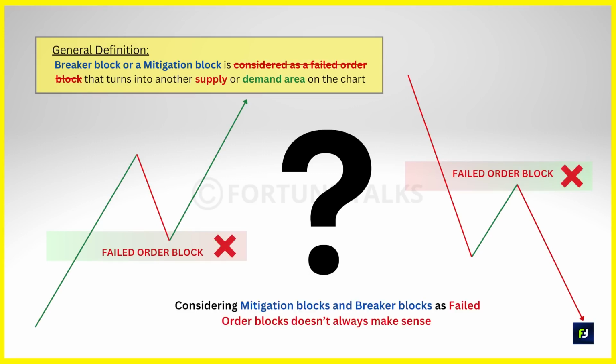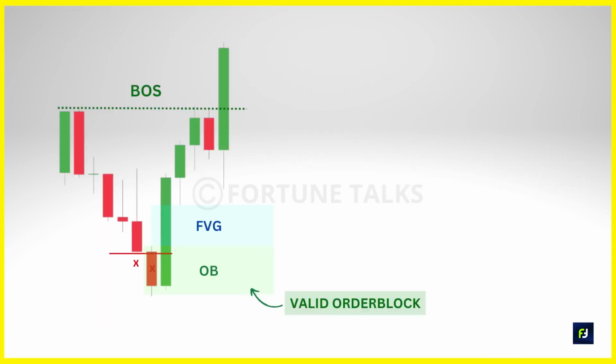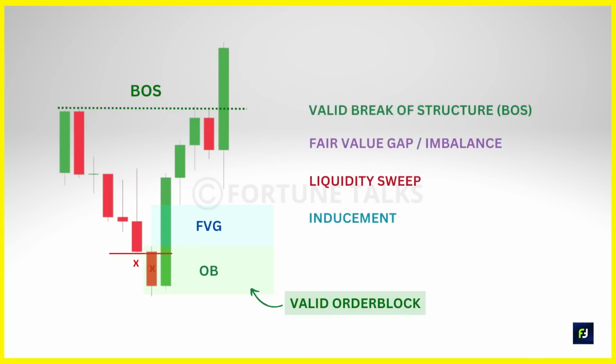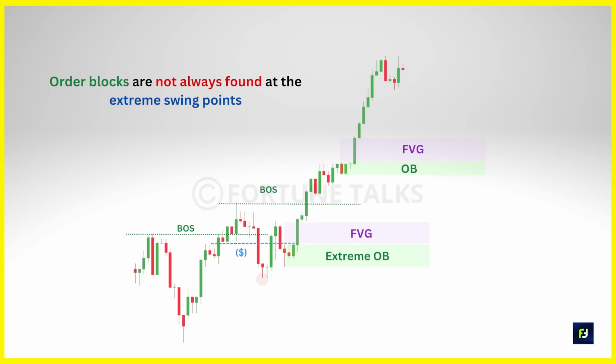Considering mitigation blocks and breaker blocks as failed order blocks doesn't always make sense. If you have watched my video on order flow and order blocks, you might have noticed the number of criteria that needs to be satisfied in order to identify a valid order block, be it a valid market structure break, an inducement, a proper liquidity sweep, presence of an unmitigated imbalance, etc. You might have also realized that order blocks are not always found at the extreme swing points. We might have to shift our order blocks for obvious reasons.